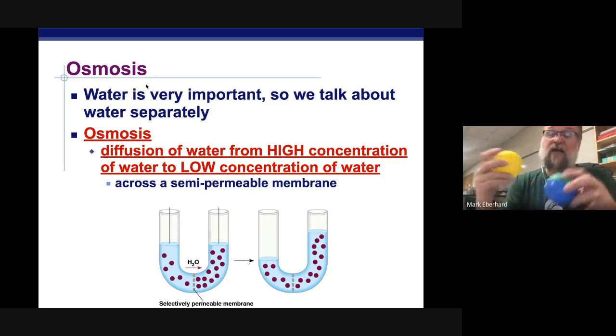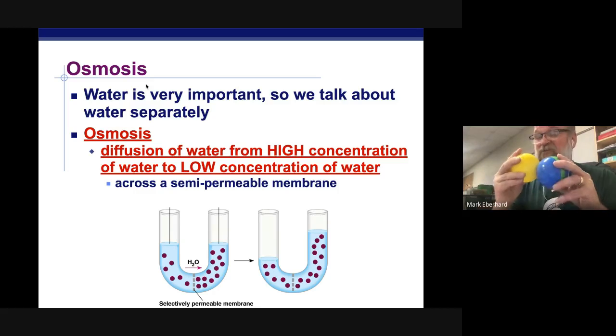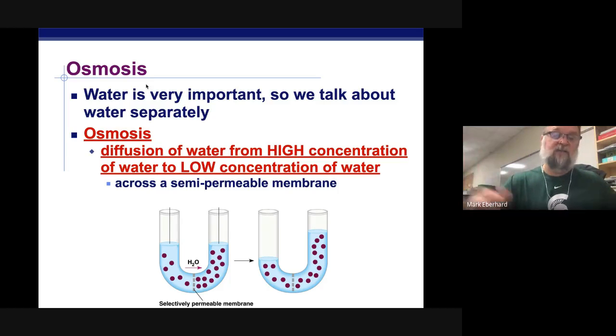On the right side, you've got a lot more water sticking to the solute, and therefore it's harder for the water to move. So the left side has a higher water concentration. The right side has a lower water concentration. So as the arrow indicates in the tube, the water is going to move from the left to the right because it's going to go from high water concentration to low water concentration. Thus, you see in the second picture, the water column on the right goes up and the water column on the left goes down. The reason there's lower concentration on the right is because there's more solute.